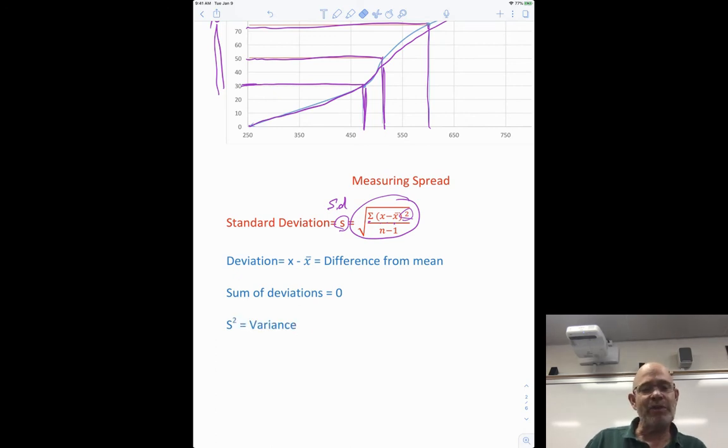Another notation which we'll deal with later is S squared, or sometimes SD squared, and that's called variance.